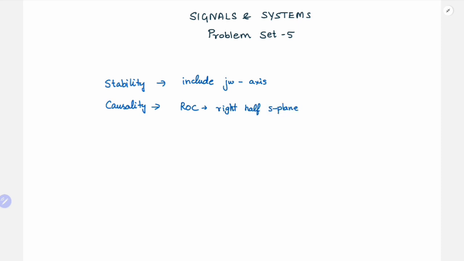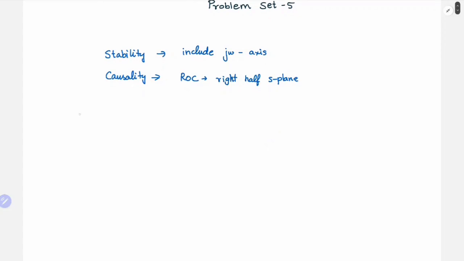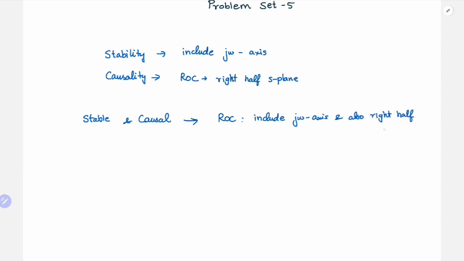One important point I forgot to state in the previous lecture is when the system is both stable and causal. So what happens? Your ROC should include the j omega axis and also should be a right half S-plane, which means your ROC will look something like this, right?